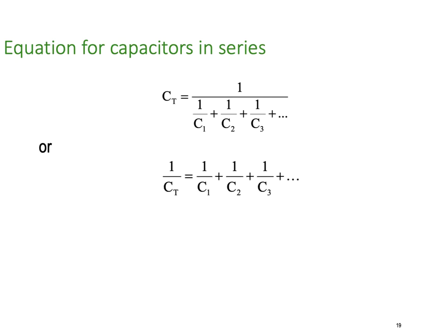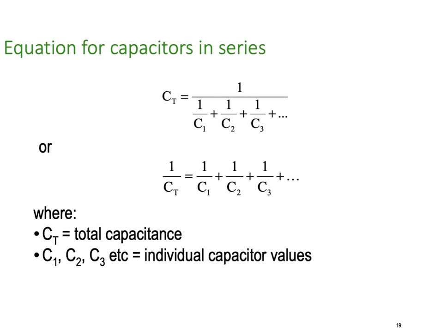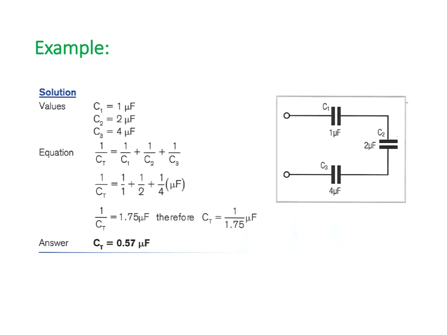Or we can write it 1 on C total, which is the way I prefer to write it, equals 1 on C1 plus 1 on C2 plus 1 on C3 plus 1 on C4, etc., where C is the total capacitance, and C1, C2, and C3 are the individual capacitance values. So all you've got to remember is it's the same formula as for resistors in parallel, but it's applied to capacitors in series. So let's do a quick little example to get it into your head.